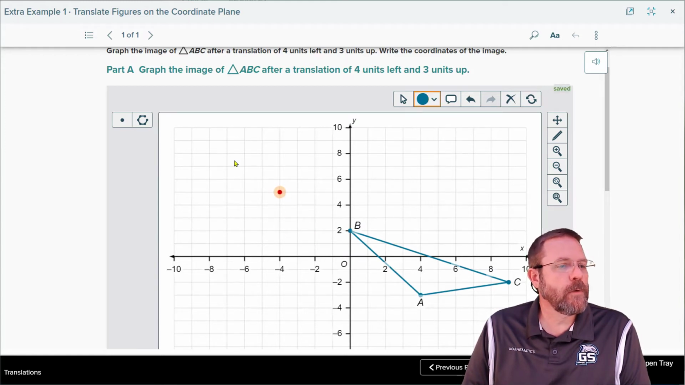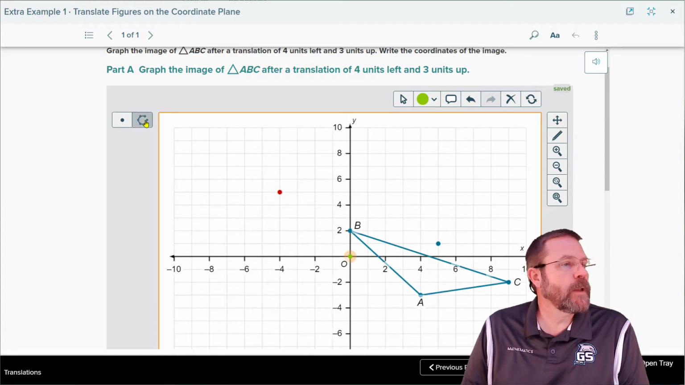Now I'm going to do a blue point, and that blue point is going to be for point C. 1, 2, 3, 4 left, 1, 2, 3 up. And then I'm going to do a green point, and that green point is going to end up being for point A. So from point A, 1, 2, 3, 4 left, 1, 2, 3 up.